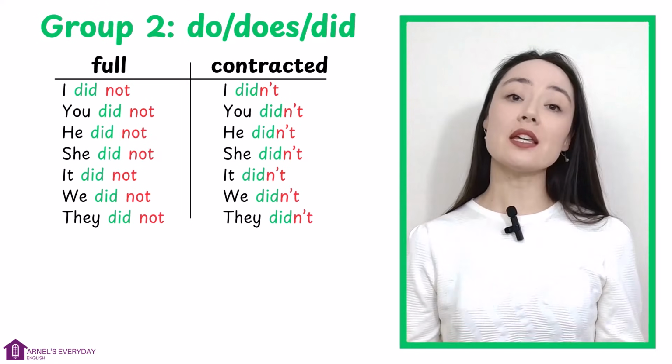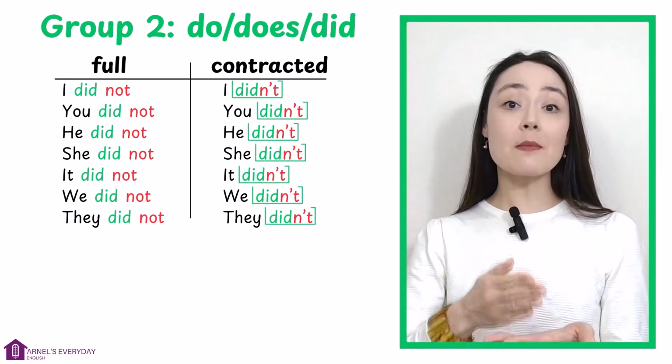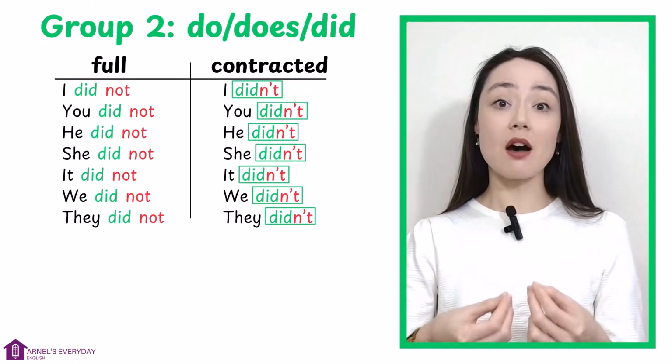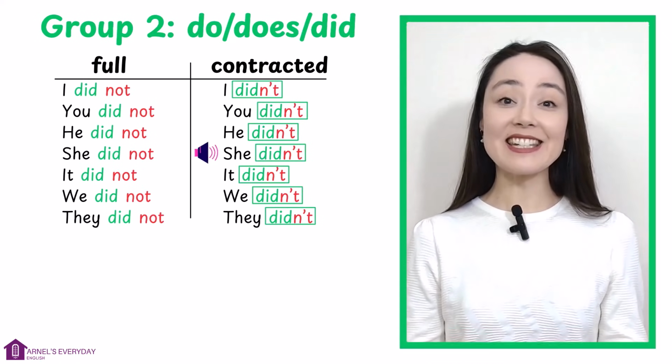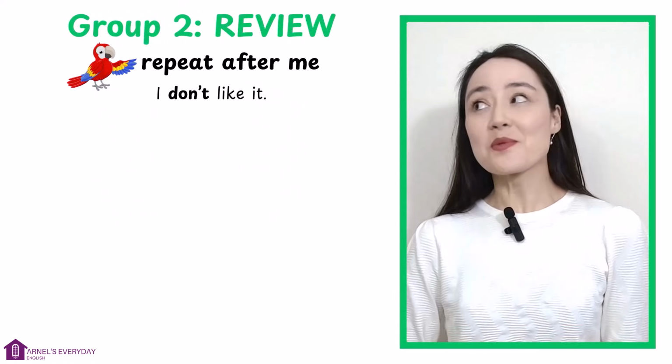Now, let's look at the past. The good news is every subject has the same verb form. Did not, didn't. Didn't.